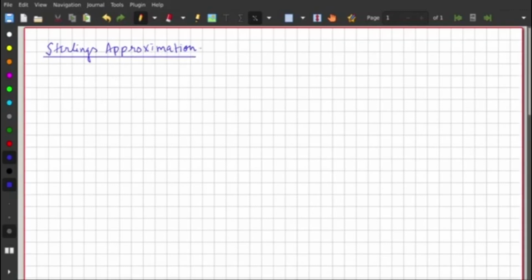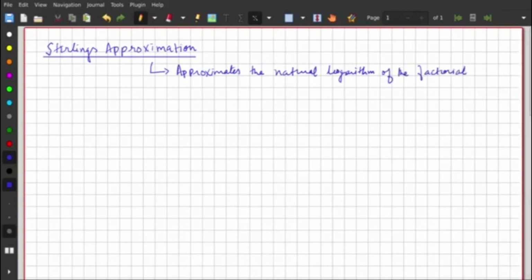So what Stirling approximation basically is, think about this as an approximation, and what it approximates is the natural logarithm of the factorial function for large numbers. Okay, so let me write down the approximation first.